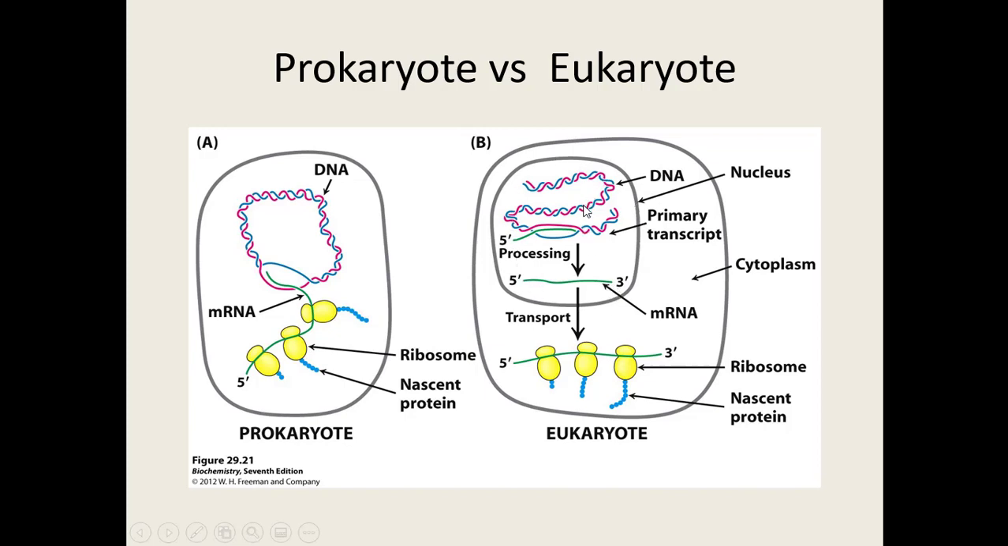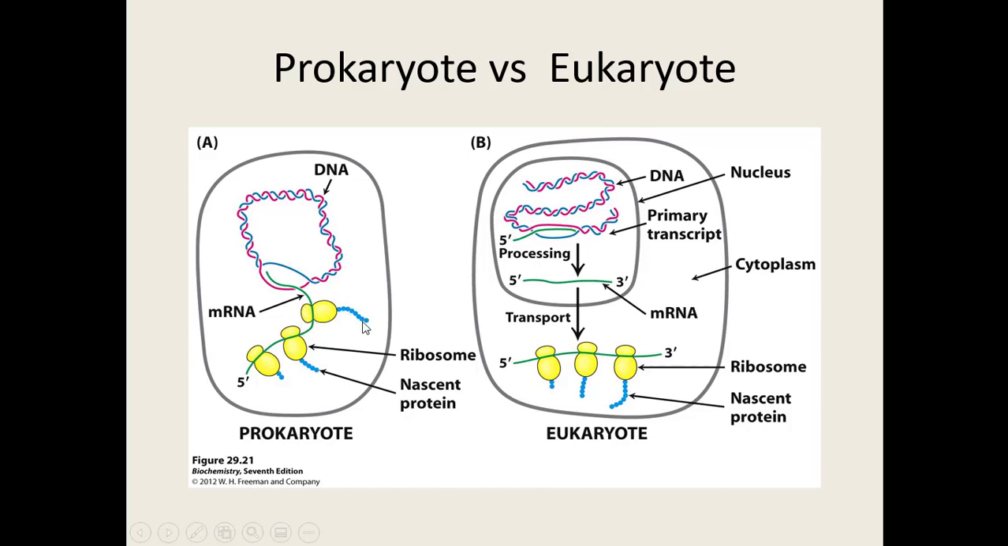In a prokaryotic cell, they have a singular circular chromosome versus linear, and they're still going to make messenger RNA, the green strand here, and it's going to get read by ribosomes to make your amino acid sequences. Nascent protein just means growing protein. And it just is all going to happen in the cytoplasm because there's no nucleus.